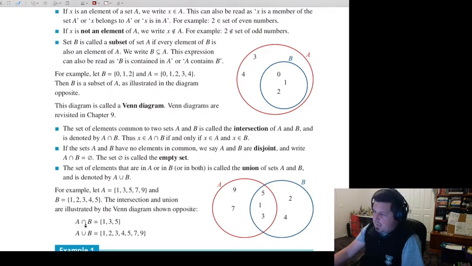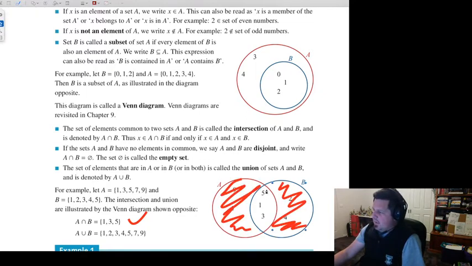The intersection is where they overlap. This part where they cross over is the intersection, and the elements that are part of that set are 1, 3, and 5. The union is everything that's in A and everything that's in B and everything that's in both, so it's all of this stuff here. In this case, A union B, you can list off all of the elements in all of those sections.